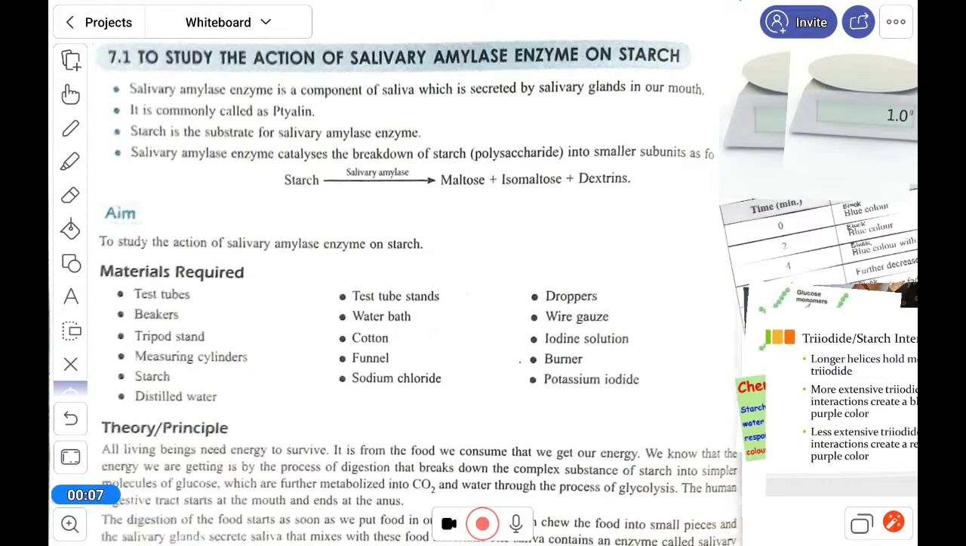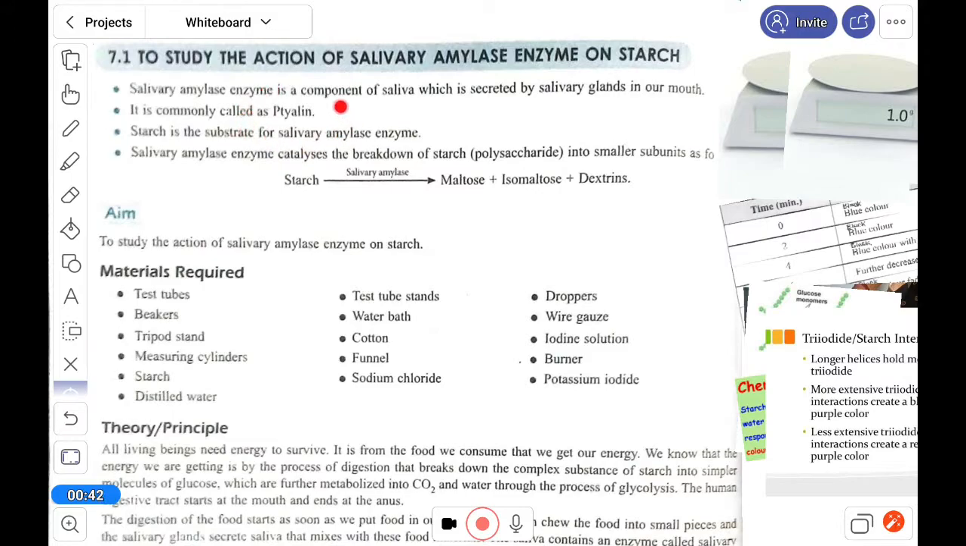Today we will study the action of salivary amylase enzyme on starch. Salivary amylase enzyme can digest starch into maltose, isomaltose, and dextrin inside our mouth. In this experiment, we will take out saliva and do the experiment outside the body in a test tube. So this is quite an amazing experiment.